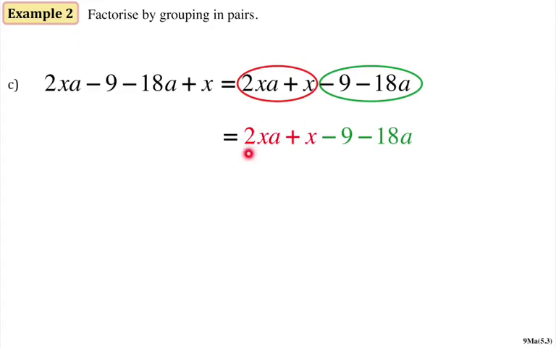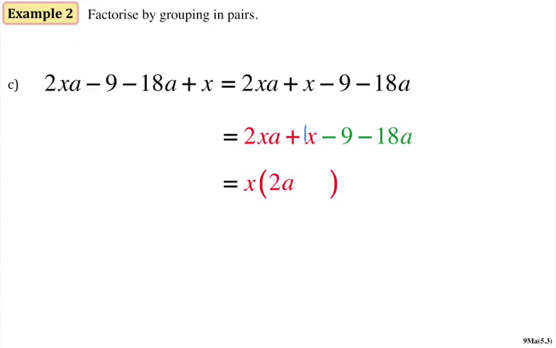If I look at the red parts, what do they have in common? The letter x. So I can take out x as a common factor. And if I take out x as a common factor, what am I left with? Well, there's the 2 and the a from that term. And if I take out x, there'll still be a 1 left there, so I'll get 2a plus 1.